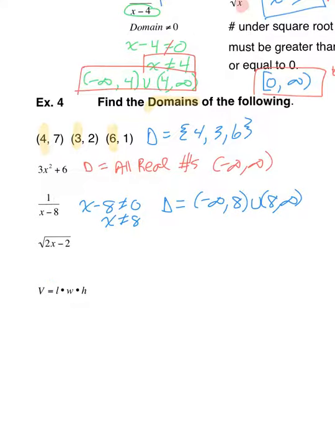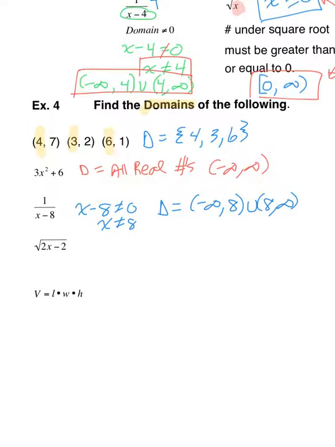For this next one, the 2x minus 2 is underneath the radical. This value, 2x minus 2, has to be greater than or equal to 0. So the 2x minus 2 is restricted to being greater than or equal to 0. So I'm going to add 2 to both sides. So I get 2x is greater than or equal to 2. Divide both sides by 2. I get x is greater than or equal to 1.